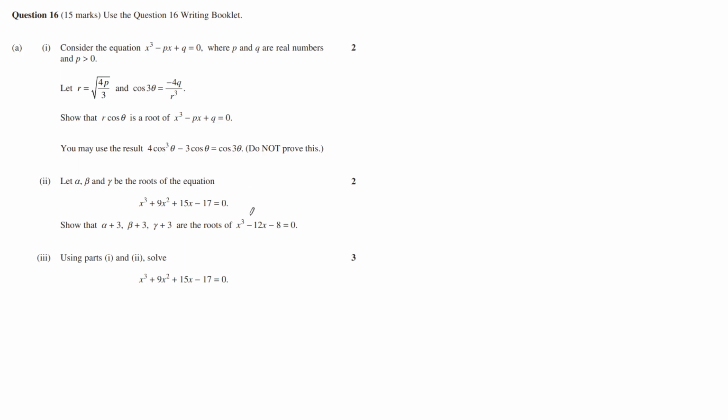So we've got, that's the p, so p is 12, and then the q is negative 8. So we just need to apply these formulae. So r will be root 4 times 12 over 3, that makes 4. And then we've got cos 3 theta is negative 4 times the negative 8, so that's 32, on r cubed, which is 64, so 32 on 64, which is a half.